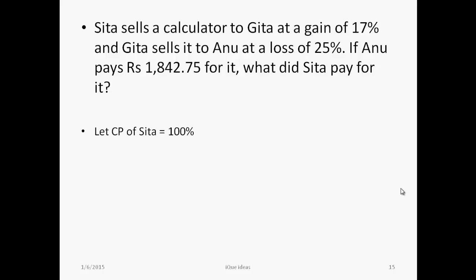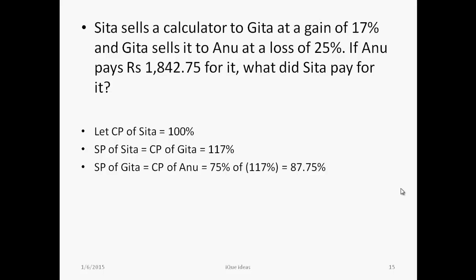Now, let the cost price of Sita be 100%. So, when she sells it to Geeta, the selling price for Geeta would be the same as the cost price for Geeta, which is 17% more, which is 117%. Now, Geeta again sells it to Anu. So, the selling price of Geeta would be the cost price for Anu. Geeta sells it at a loss of 25%.